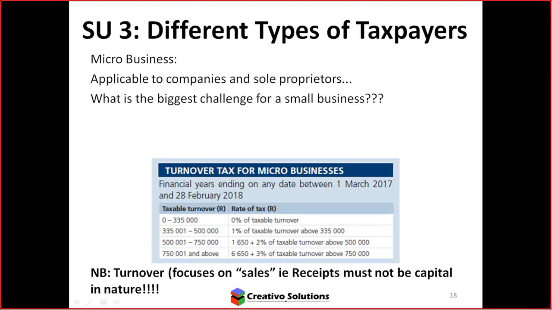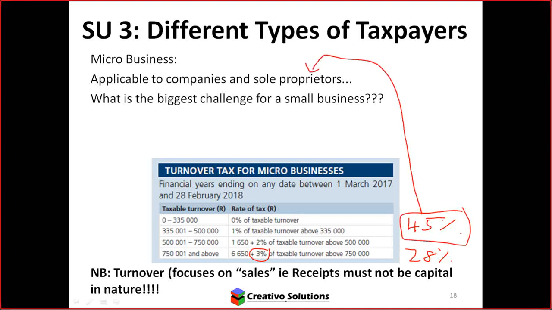Applicable to companies and sole proprietors. Notice, a company even can fall under this group, which is quite remarkable considering you pay 0%, 1%, and at most 3%. Can you imagine? 3% compared to 25%, that's 28%. Yes, 28%. Or even 45% as an individual. Okay, remember we saw those tables earlier.